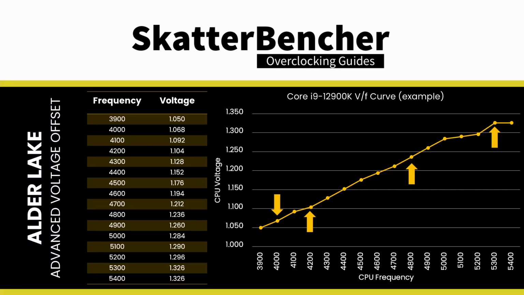It is an extension of the adaptive voltage mode that we're all too familiar with. Advanced voltage offset exposes some of the points on the VF curve to the end user and allows for manual adjustment of these points. The amount of VF points is not architectural and can change between SKUs. In other words, specific CPU models can have more or less predefined VF points.